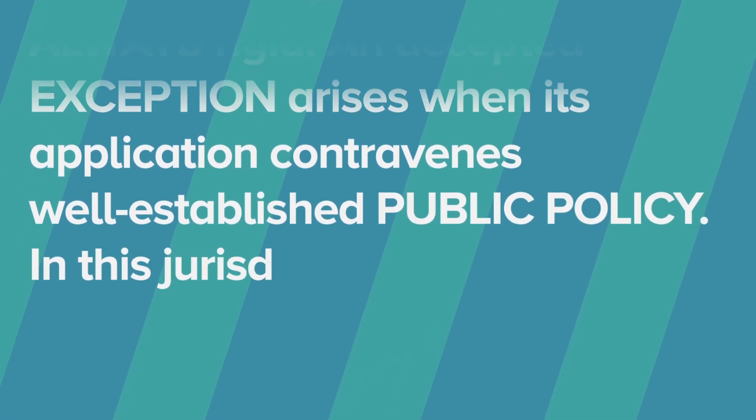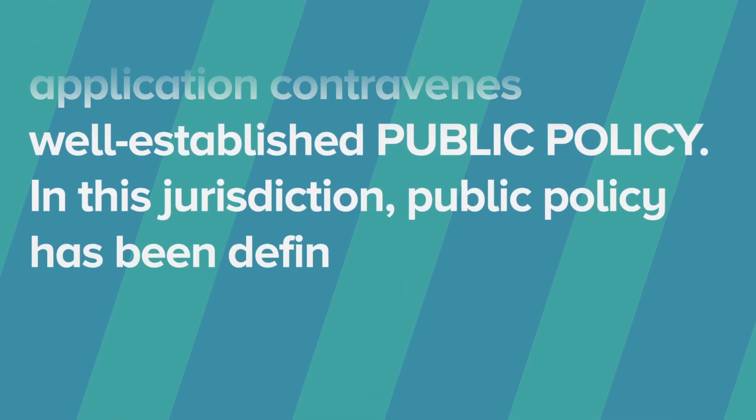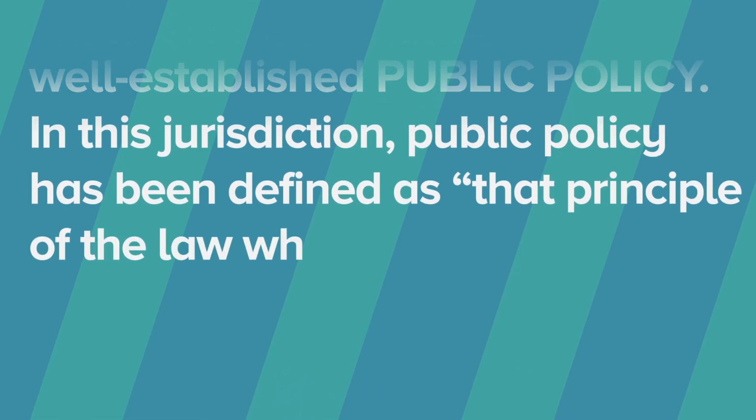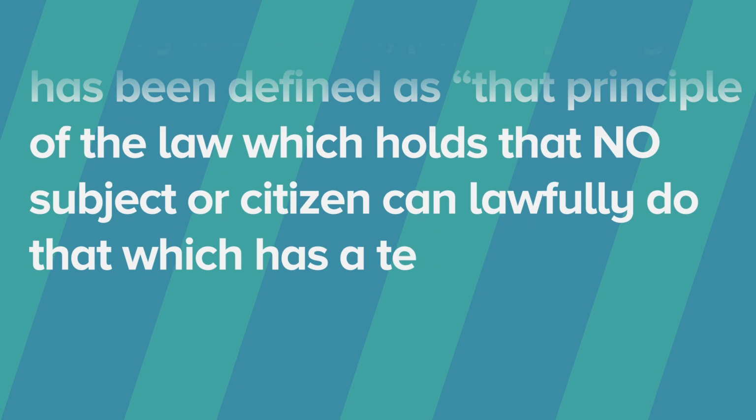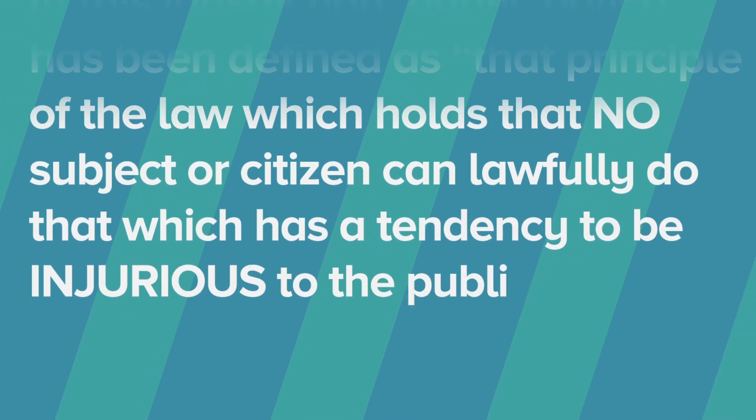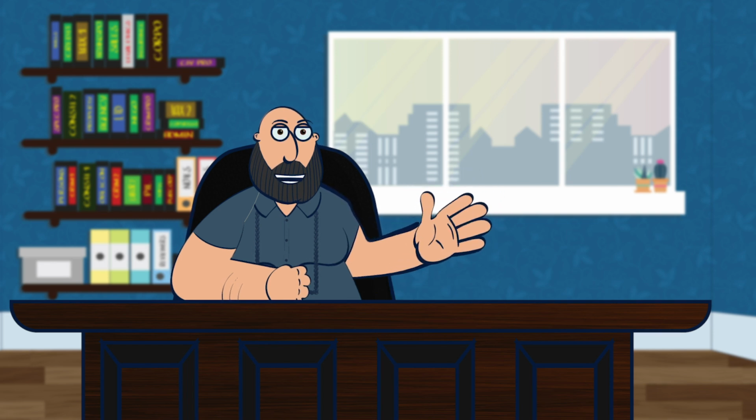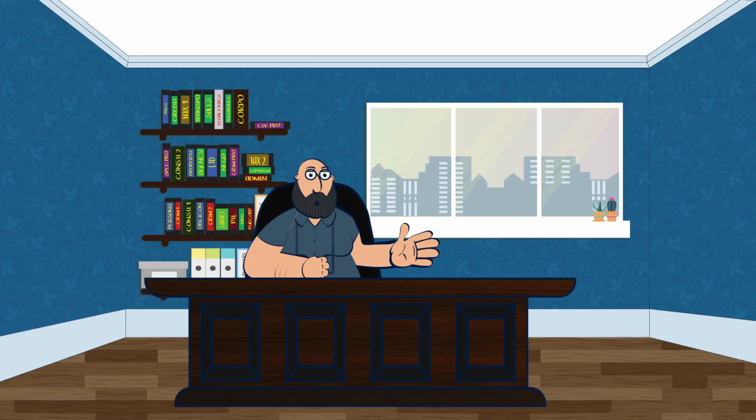In this jurisdiction, public policy has been defined as that principle of the law which holds that no subject or citizen can lawfully do that which has a tendency to be injurious to the public or against the public good. In this case, Justice Leonen further points out that Article 22 of the Civil Code is part of the chapter on human relations. These are provisions that determine our behavior towards one another. Thus, the rule on unjust enrichment is part of our public policy.